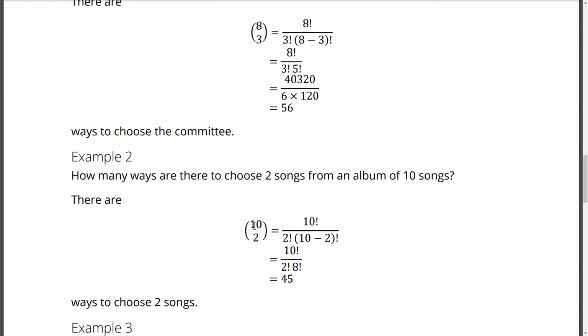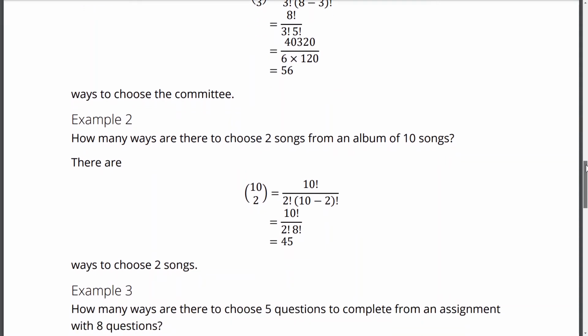So we write 10 choose 2. How many ways are there? 10 choose 2 is 10 factorial over 2 factorial times 8 factorial, and this works out to 45. You'll notice that those two bottom numbers, 2 and 8, add up to 10. In the previous example, 3 plus 5 added up to 8. So we had 45 in this example.